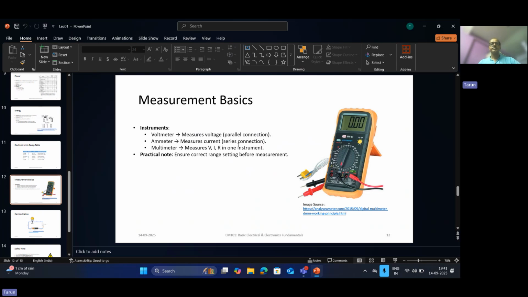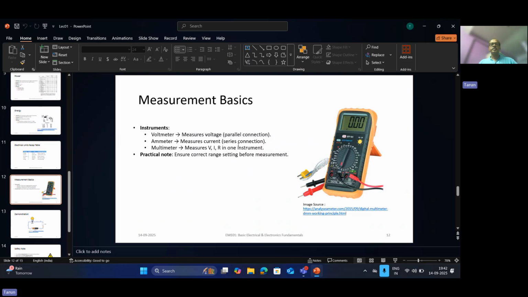Let's discuss the measuring methods of electrical parameters. We have already discussed the basic parameters: voltage, current, resistance, power, energy. Voltage can be measured by voltmeter. It is connected in parallel to the circuit, and the current is measured by ammeter. It is connected in series.